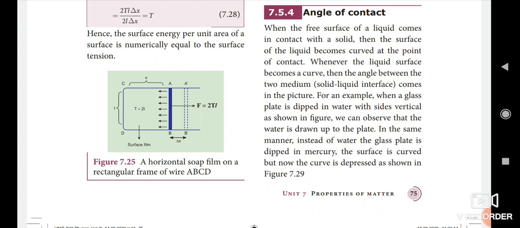In the same manner, instead of water, the glass plate is dipped in mercury. Suppose now we take one beaker filled full of mercury instead of water. The surface is curved, but now the curve is depressed.